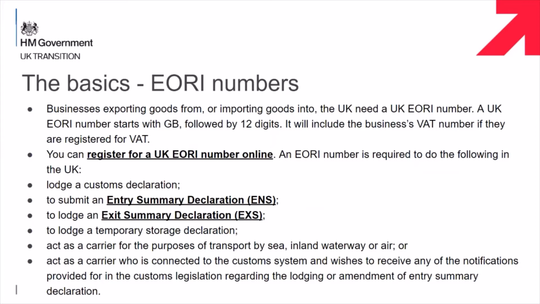I'm going to talk you through what you need this for. There's some links on this slide that will show you how to get one if you need it. You can apply online and it's free. Businesses exporting goods from or importing goods into the UK need a UK EORI number. A UK EORI number starts with GB followed by 12 digits. If you're VAT registered, this will include your VAT registration number.